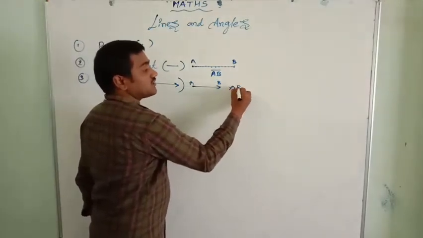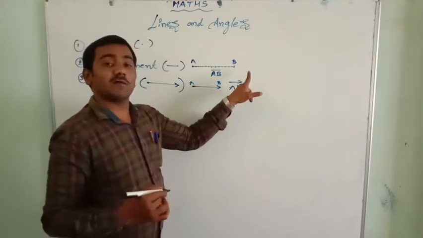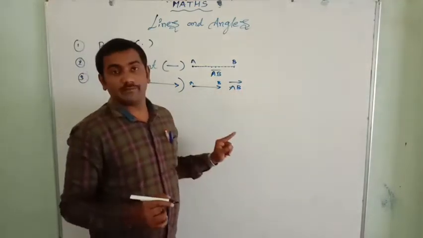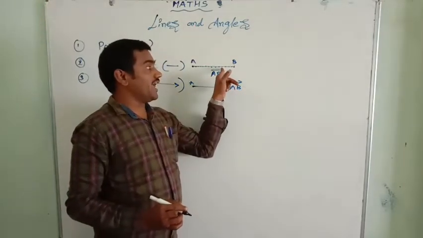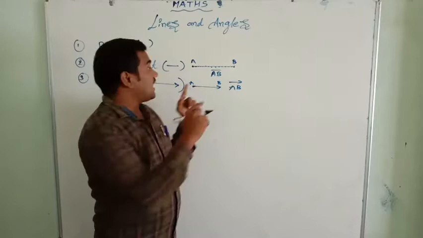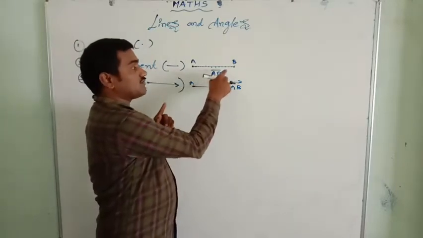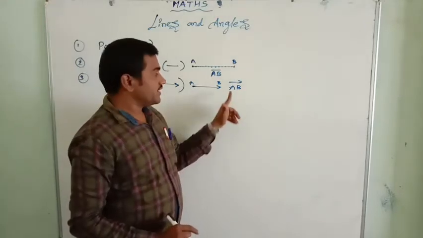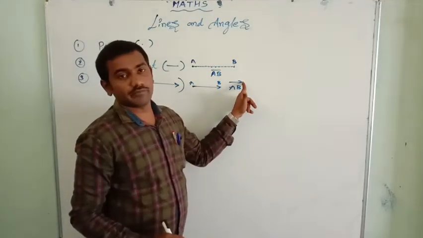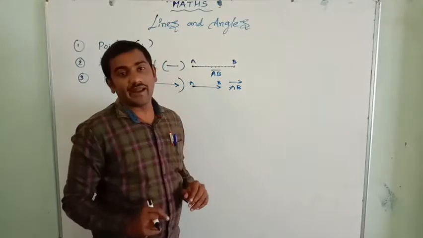So we can show it in symbolic form. On top of the alphabets we need to draw the symbol. If you want to read AB ray or AB line segment, the line segment symbol is this, and that symbol is placed on top of the alphabets. Here the ray symbol can be seen. Yes, AB ray.